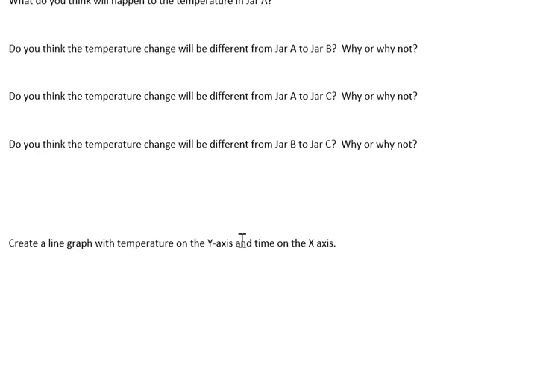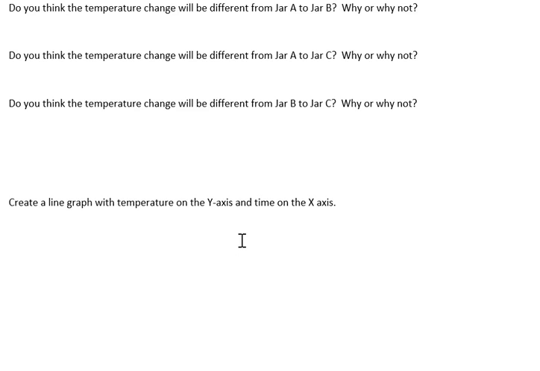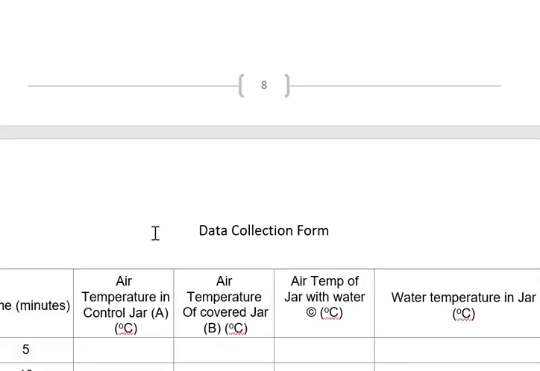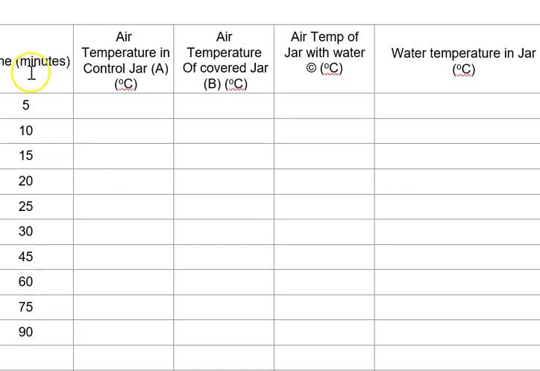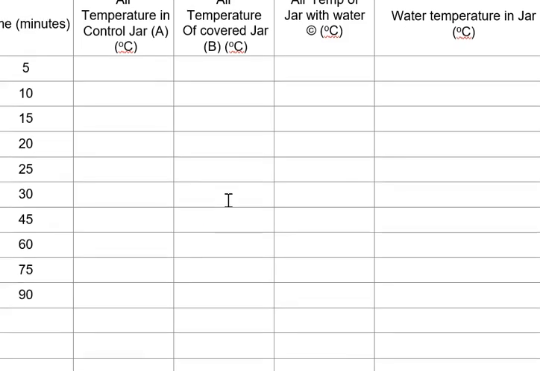Then you're going to go get a piece of graph paper from offline, or do it on a computer, that's fine. And you're going to do a line graph. It's going to have 4 lines on it. 1 for each jar, and then 1 for the water. Here's your data collection sheet. I know you can't see it here, but this is time in minutes. Again, every 5 minutes until you get to 30 minutes, then you can go every 15. And then here are your 4 temperatures that you are recording.